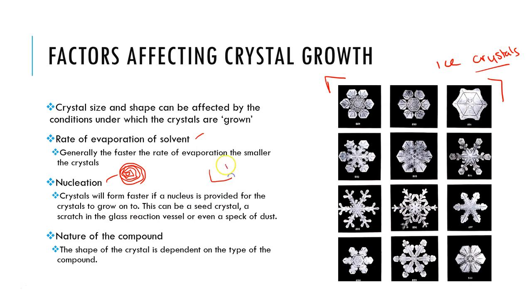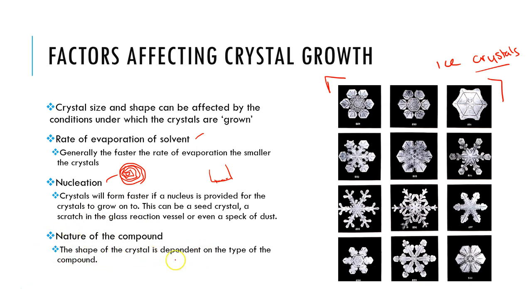The other thing is we can sometimes use a glass rod on the bottom of the beaker to create a rough surface that causes the crystals to seed onto, or even a speck of dust. This is the role that the metal disc plays in those hand warmers. When the metal disc snaps, it creates an unevenness which seeds the crystallization in our hand warmers. The other thing is the nature of the compound.